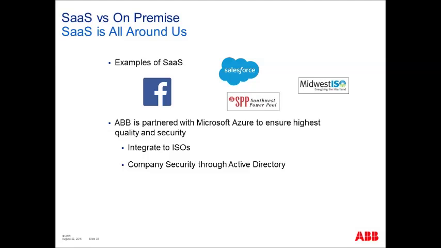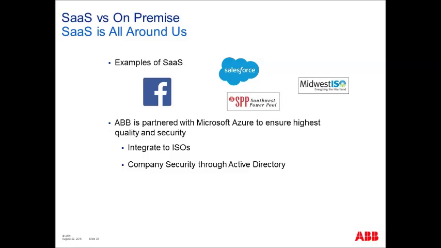Some examples of SaaS are Facebook and Salesforce, and to some degree the SPP portal and the MISO portal are also versions of SaaS. So in your personal life you'd have Facebook, and then in business you'd have Salesforce and the portals.